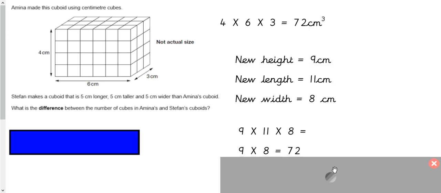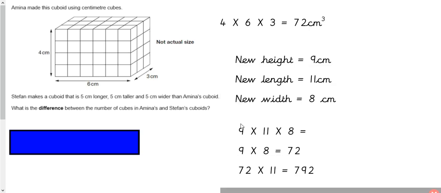So if I open up my answers, I'll explain them to you. Amina's cuboid is in centimeter cubes. We have a height of 4 centimeters, length of 6 centimeters, width of 3 centimeters. Now then it goes on. Stefan makes a cuboid that is 5 centimeters longer, 5 centimeters taller, and 5 centimeters wider than Amina's cuboid. What is the difference? Okay, so we know that difference means subtraction, so we know we're going to be subtracting somewhere. So first off, let's work out the volume of Amina's cuboid. So we've got our height, width, and length. So 4 times 6 times 3 gives us 72 centimeters cubed. Now we keep that one ready to be used later.